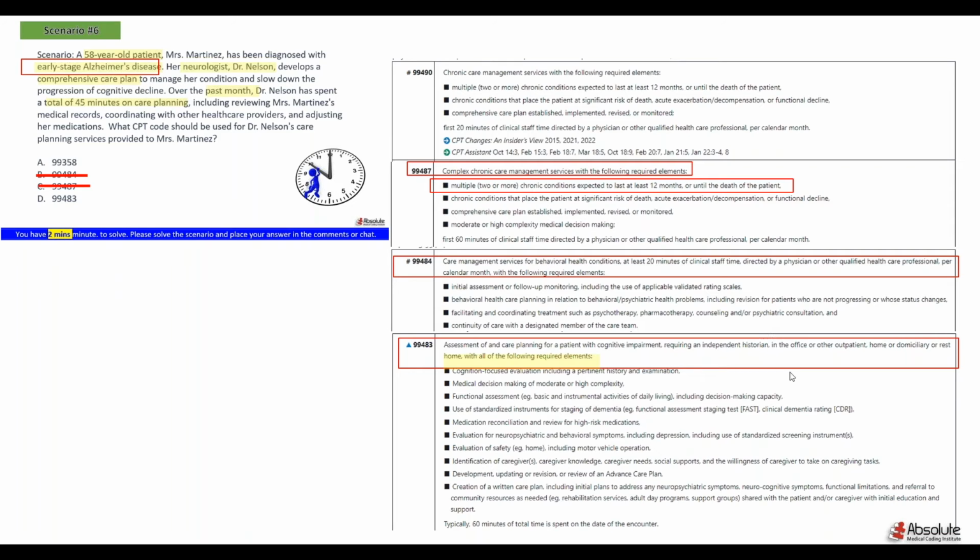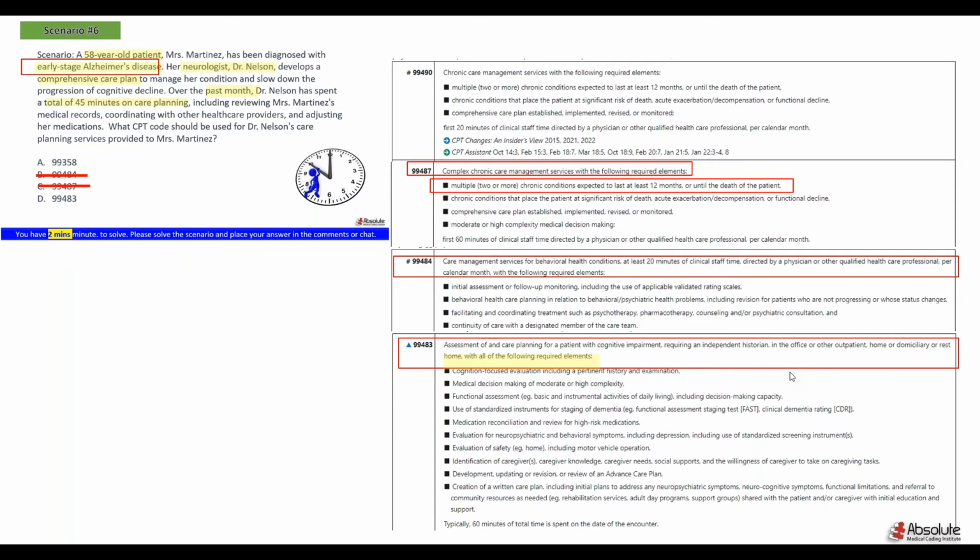Yes, option D. Most of you said the correct answer is option D, which is for assessment and care planning for a patient with cognitive impairment requiring an independent historian in the office or other outpatient, home, or domiciliary rest home with all the following required elements. Yes, there was a decline in cognition. Yes, it was mentioned. There was a need to slow down the progression of cognitive decline.